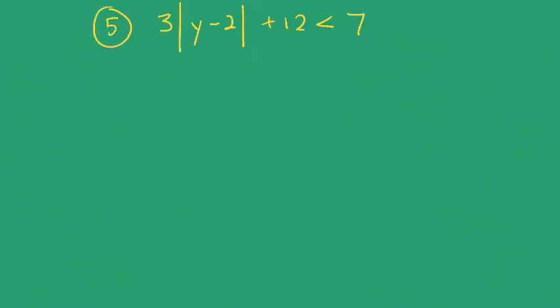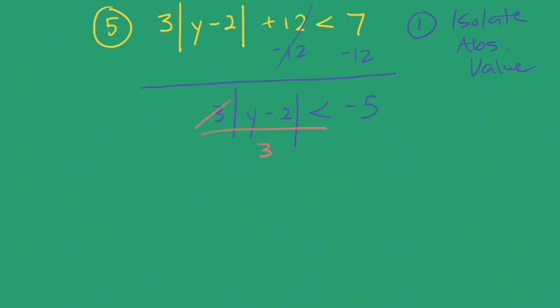Number 5, 3 times the absolute value of y minus 2, plus 12 is less than 7. So we're going to go through most of the same steps that we've done. Isolate the absolute value. So we're going to subtract 12. Seven minus 12 is negative 5. And we want to continue to work to get the absolute value by itself. So this 3 out front, we're going to divide. And now we've got the absolute value all by itself.